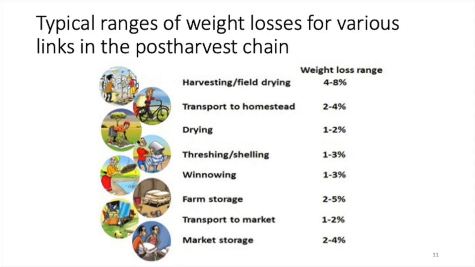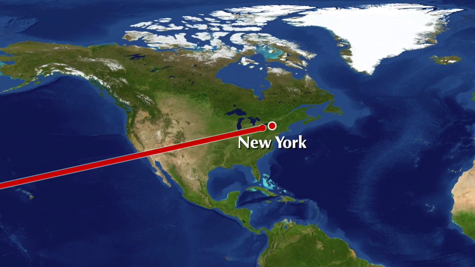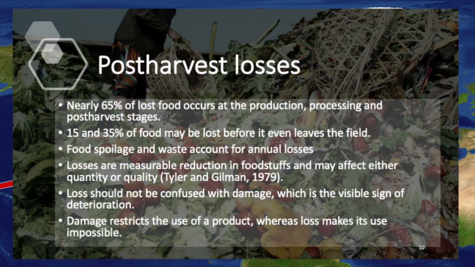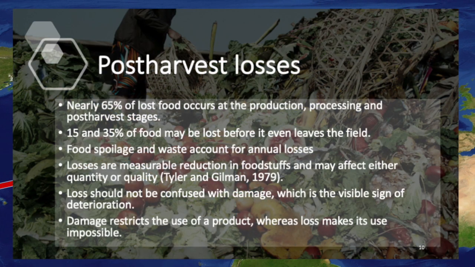According to the previous study, the losses are a measurable reduction in food, and may affect the quantity and the quality of the food. Therefore, the loss should not be confused with damage, which is a visible sign of deterioration and can only be partial. Damage restricts the use of the product, while loss makes its use impossible.